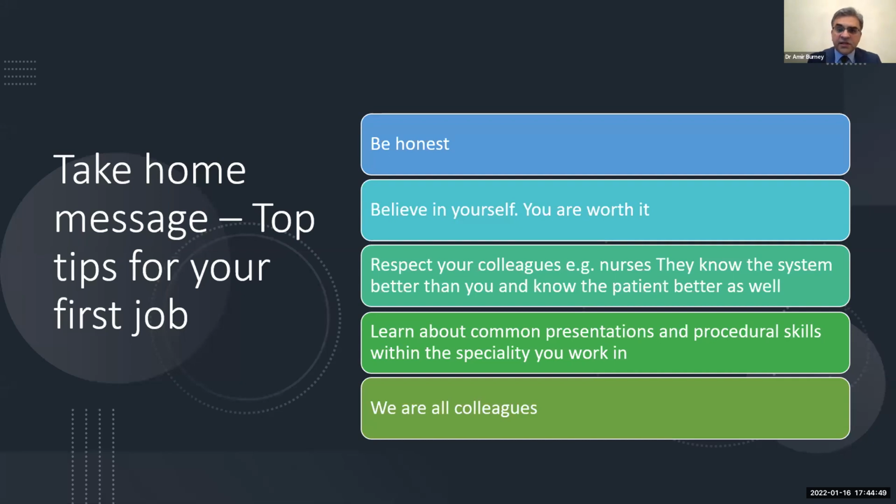So my take-home messages are: top is to be honest to the job, to yourself, be on time, leave on time, be honest to the system. Believe in yourself. And I kid you not, you are worth it. You've done the hard work. You passed your exams.